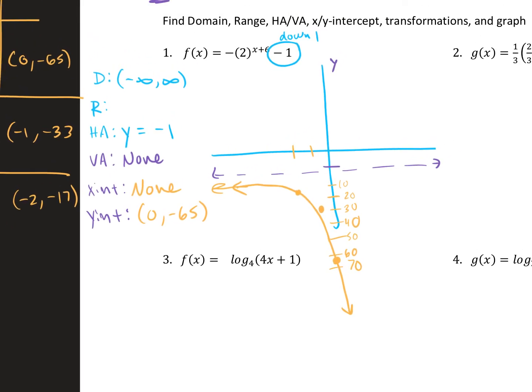Now, going back to the range, what do you think my range is here? Looking at my y values. Remember, range is y values. Does my graph go up to infinity? No. Negative infinity to negative 1. Always for our range here, we're going to have parentheses because it's not going to touch negative 1. It'll get really, really close. But we have a horizontal asymptote at negative 1, so it doesn't touch it.